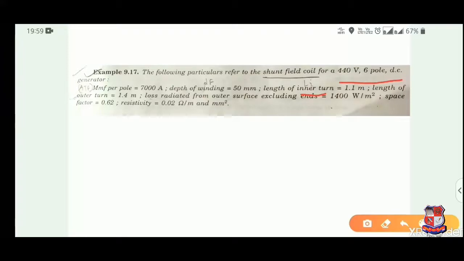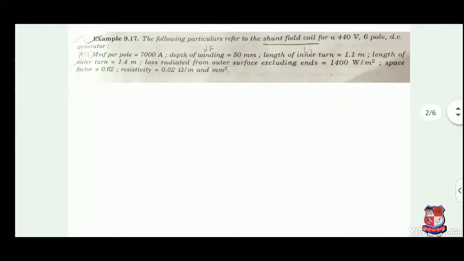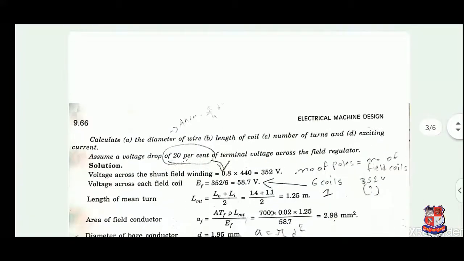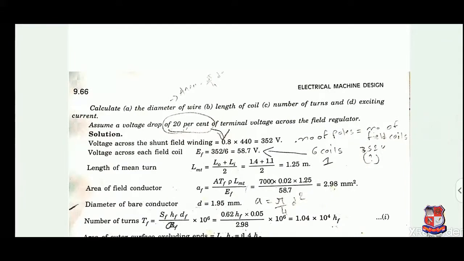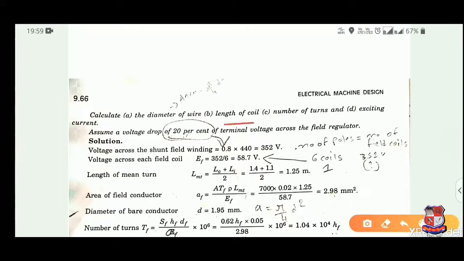Resistivity rho is given. Now, going further, we need to calculate the diameter of the wire, the length of the coil, the number of turns and the exciting current. So basically we need to calculate these four things, and here one assumption is there: assume a voltage drop of 20% of terminal voltage across the field regulator.